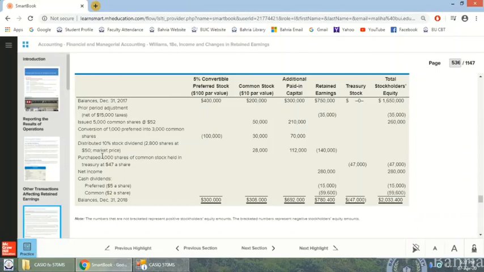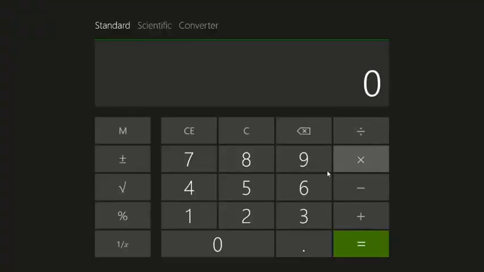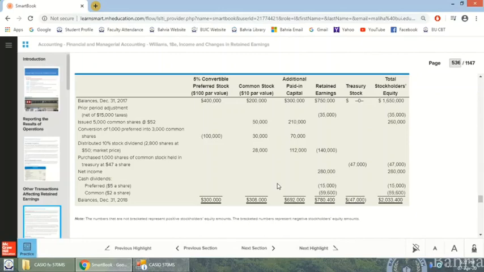Then next is the distributed 10% stock dividend. 2,800 shares at $50. So now, how many does that become? 2,800 into 50, and you get approximately 140,000, right? Now this 140,000 is the distribution of stock dividends. Like I told you, when stock is issued, your retained earnings become less. So it reduces the retained earnings by 140.